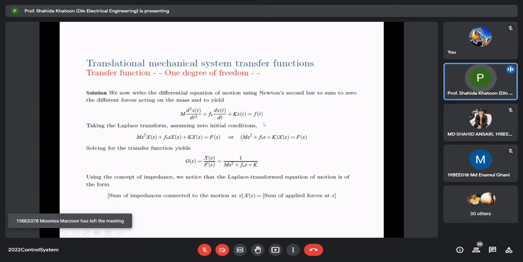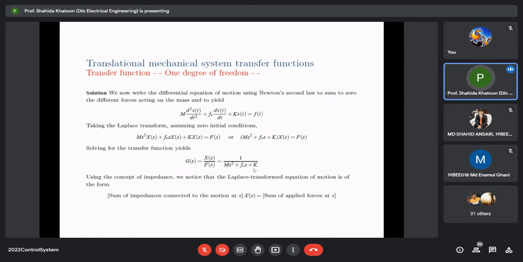Now the second step is to take the Laplace transform, assuming zero initial conditions. If you take the Laplace transform, you get ms²X(s) plus FvsX(s) plus kX(s) is equal to F(s). You can take X(s) common, so you get (ms² plus Fvs plus k) X(s) equal to F(s). Solving for the transfer function, which is output upon input assuming zero initial conditions, X(s)/F(s) equals 1/(ms² plus Fvs plus k).